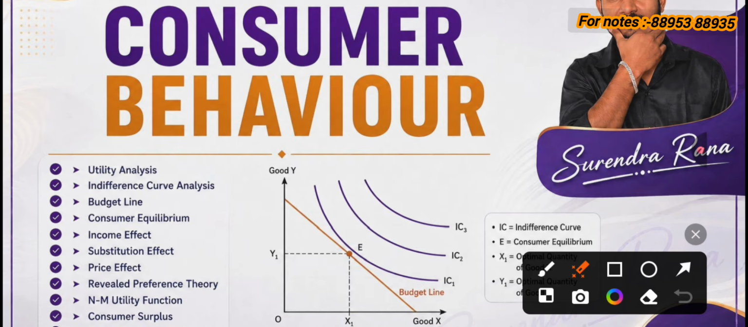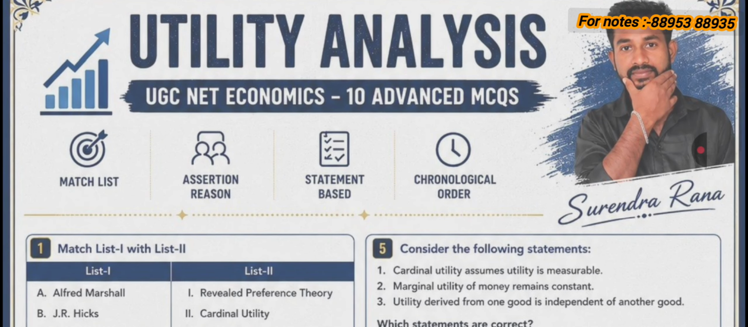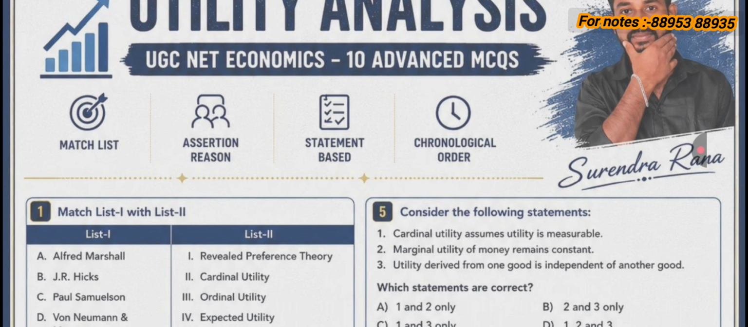One most important thing is that in this video today we will solve 100 selected MCQs from consumer choice, which is the most important area in microeconomics. Okay, without wasting time, let's begin the questions. And the first question is match the list, list 1 and list 2.